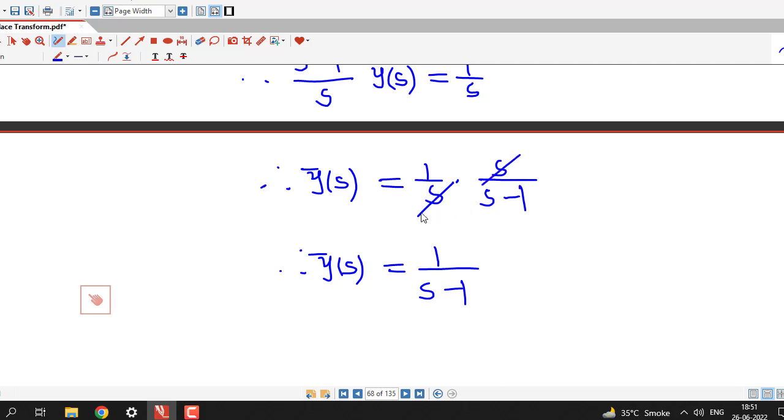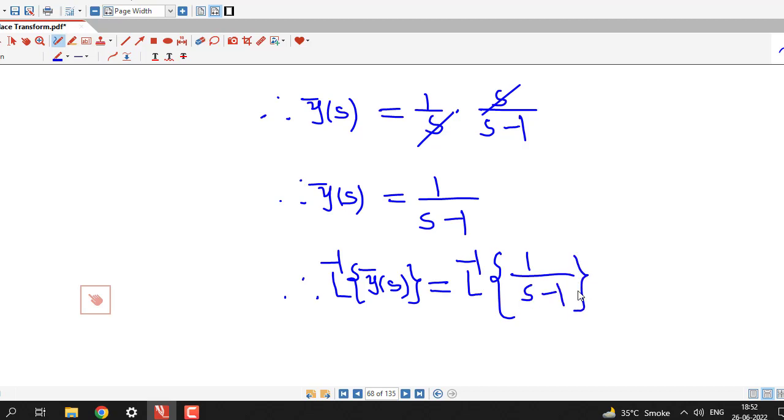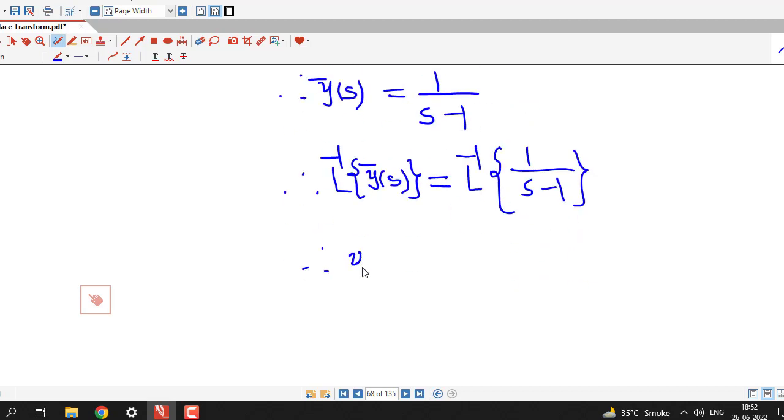We cancel out s here. So we have the Laplace transform of y of t, which we have denoted by y bar s, and to obtain y we take the inverse Laplace transform on both sides of this equation. L inverse of y bar s equals L inverse of 1 divided by s minus 1. L inverse of y bar s is y of t, and L inverse of 1 by s minus 1 is e raised to t.